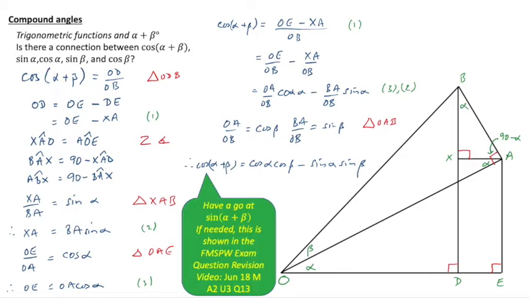And you could have a go at using this diagram to find out what sine alpha plus beta equals. You can do it in a similar way. It is in fact shown in one of the FMSPW exam question revision videos, and so if you wanted you could check that out there. Or it may be that your teacher does it with you anyway.